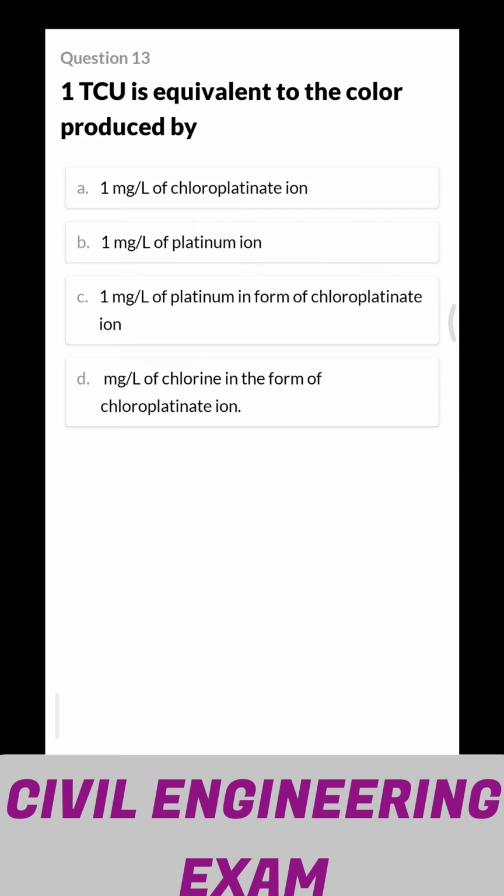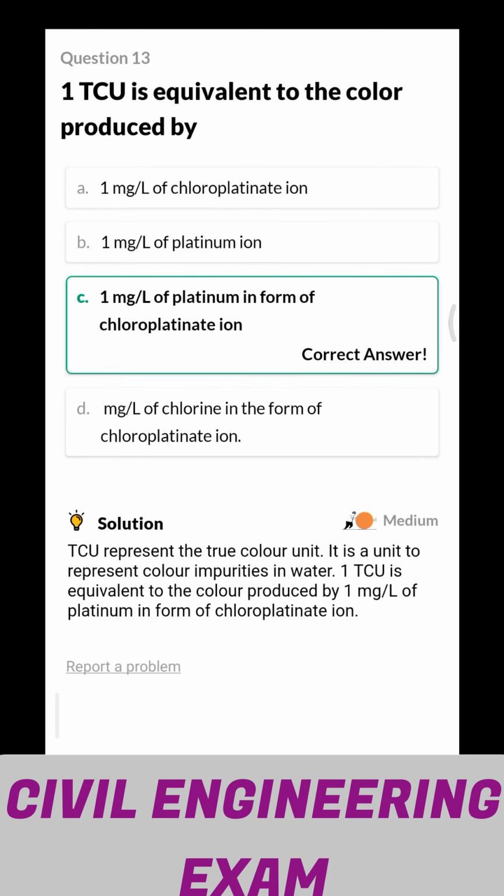Option A, 1 milligram per liter of chloroplatinate ion; option B, 1 milligram per liter of platinum ion; option C, 1 milligram per liter of platinum in the form of chloroplatinate ion; option D, 1 milligram per liter of chlorine in the form of chloroplatinate ion. So the correct answer is option C, 1 milligram per liter of platinum in the form of chloroplatinate ion.